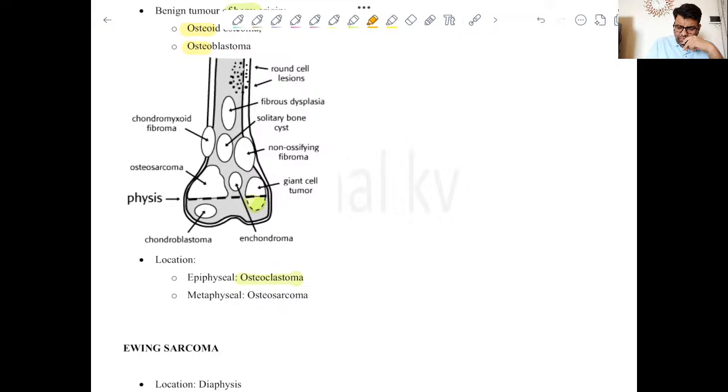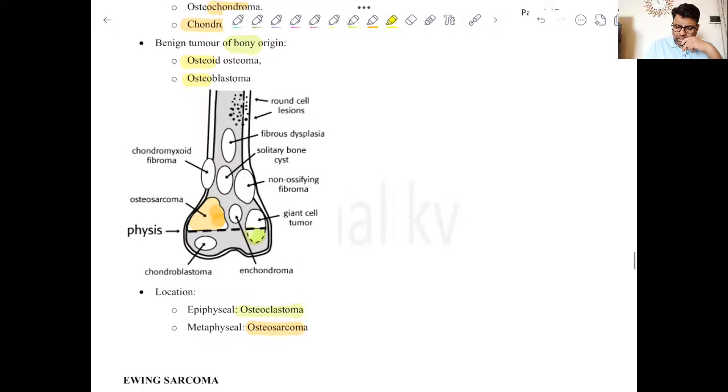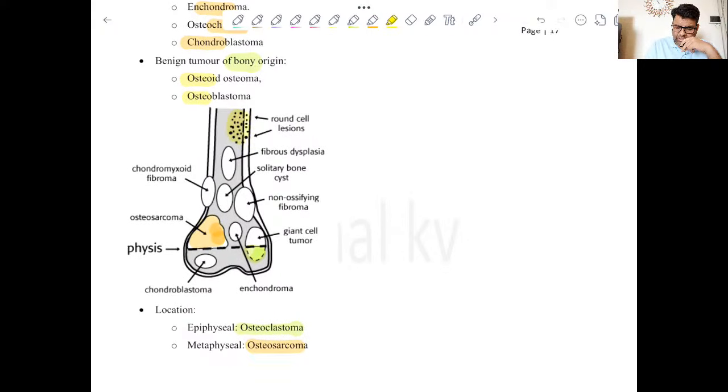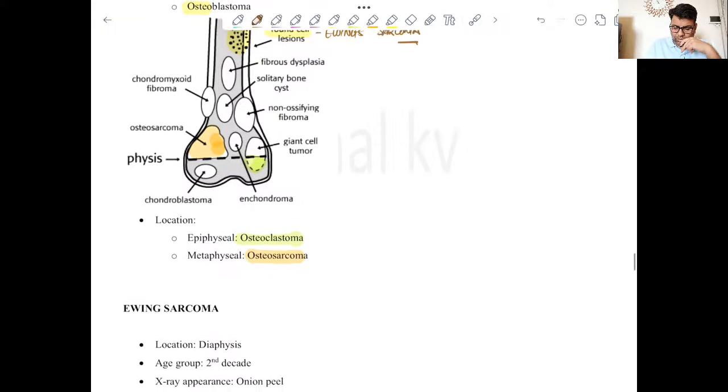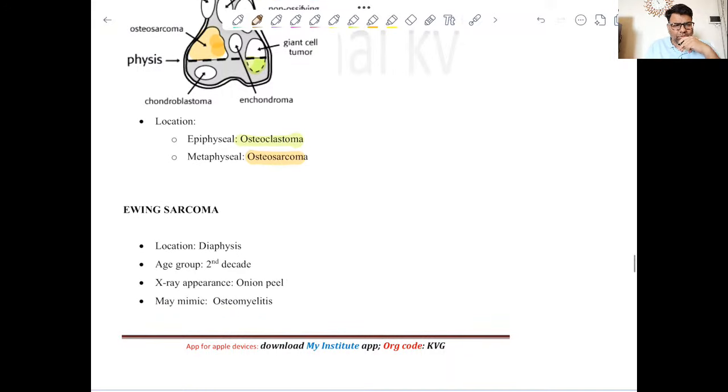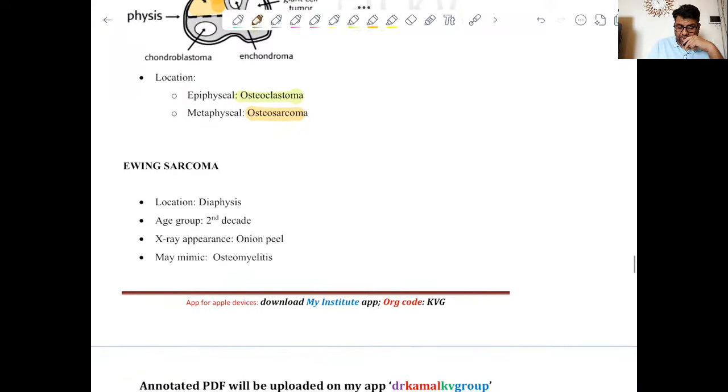osteoclastoma. Metaphysis wise, please remember at least osteosarcoma, and of course in terms of diaphysis, please remember Ewing sarcoma, which is a round cell neoplasm. So these are 3 important entities which one should know, and most of the time we have questions from these entities only.